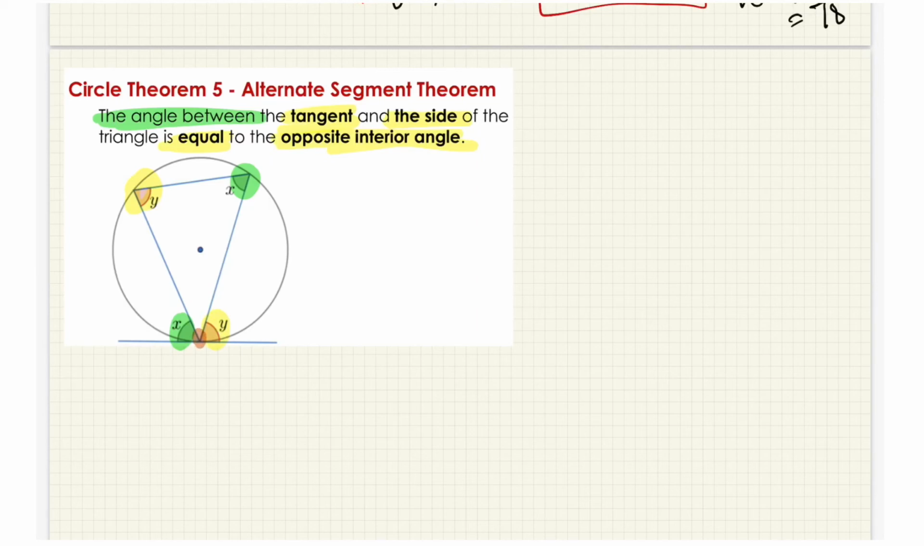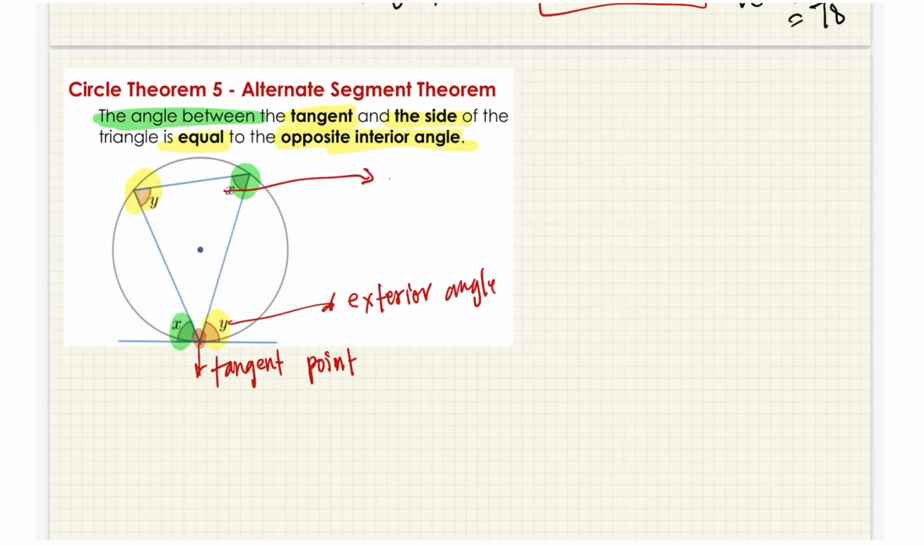Alright, this is the tangent point, and these are exterior angles, and this is an interior angle. So remember that. An interior angle is just equal to its opposite exterior angle. Opposite, remember that.